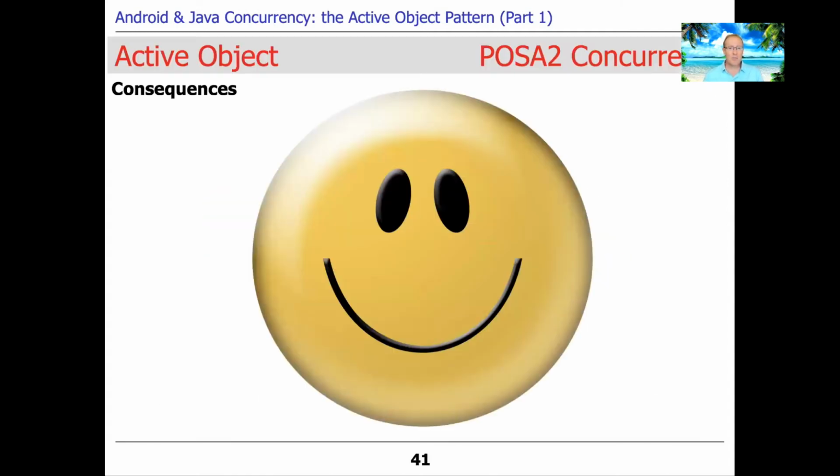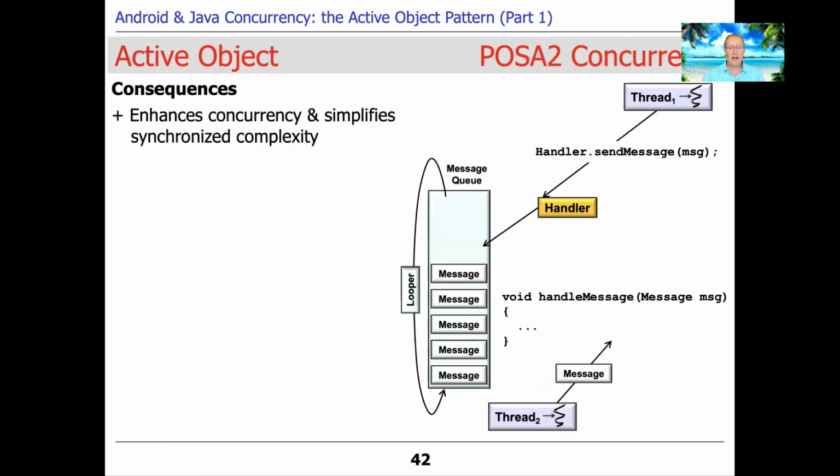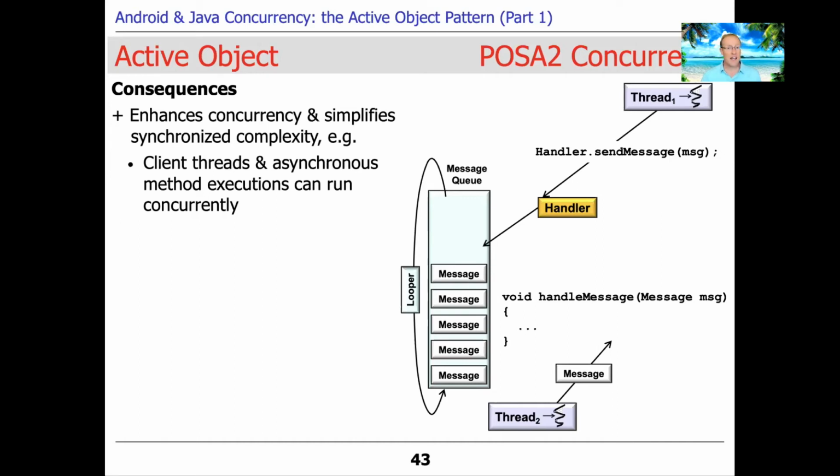Let's talk a bit about the pros and cons of this particular pattern. One of the nice things about this pattern is that it helps to enhance concurrency, and it simplifies the complexity of synchronization because it shields the client from all those details. And really, it shields the object implementation from the bulk of those details, unless the object implementation needs to synchronize active object implementation state, if for some reason there are shared fields or shared objects within the context of the active object. Client threads and asynchronous method invocations can run concurrently.